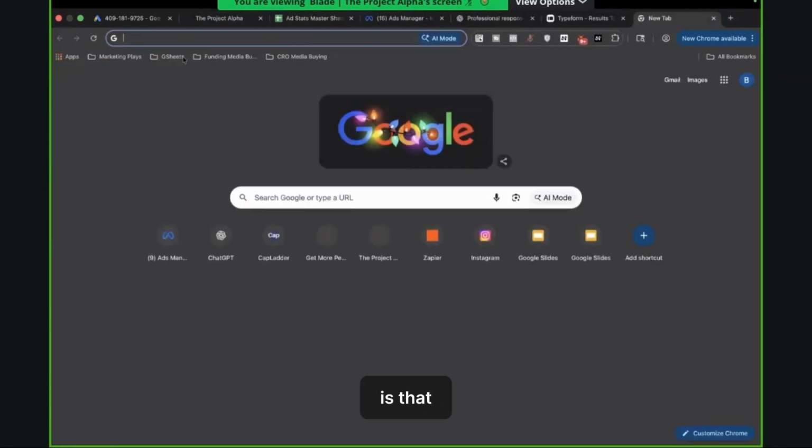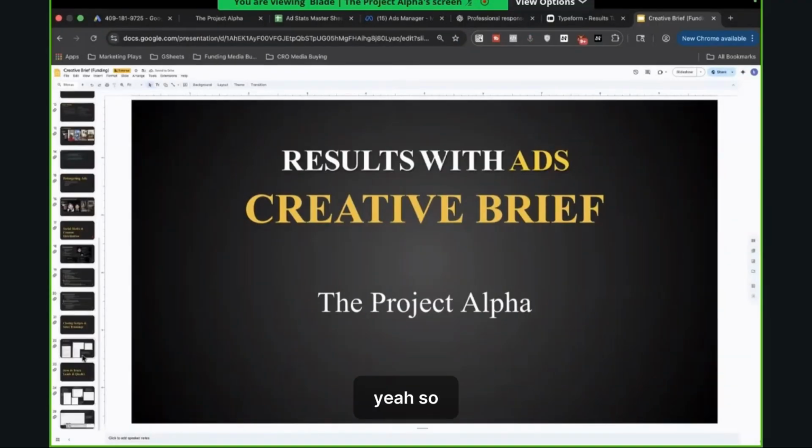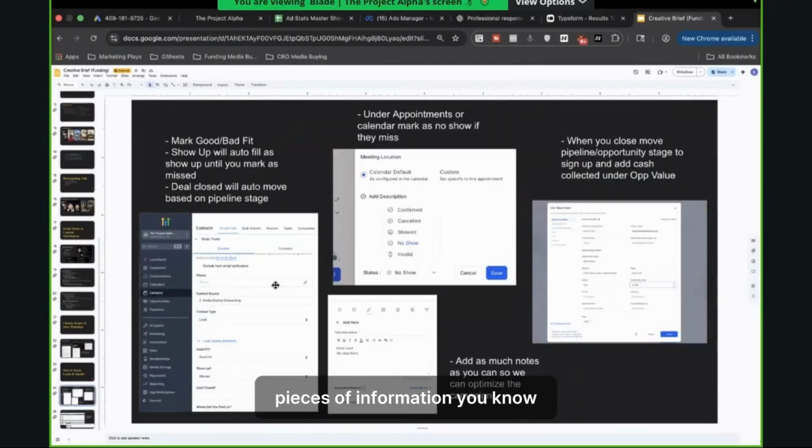Next thing that I kind of want to go over is that I think will help you out a lot is that let me pull up my welcome presentation over here, because these four pieces, yeah, so we were just talking about these 4 pieces of information. This is how we typically get it from people on GoHighLevel. There's plenty of ways to do it, no problem. But on the left-hand side over here, good fit or bad fit, objections, no show or show, and then cash collected over here. So however we're gonna figure that out, we're gonna figure it out. Okay.